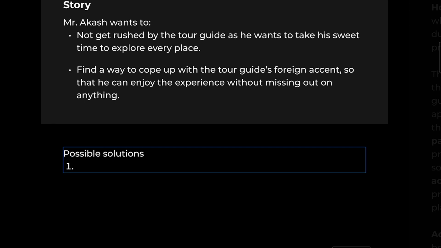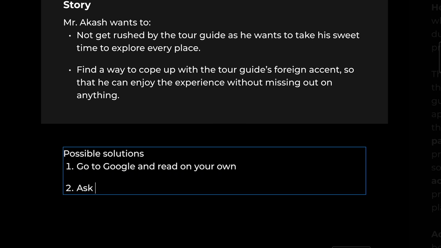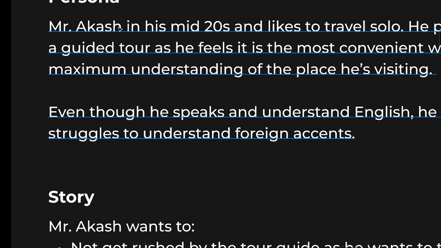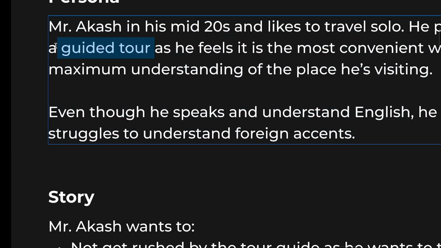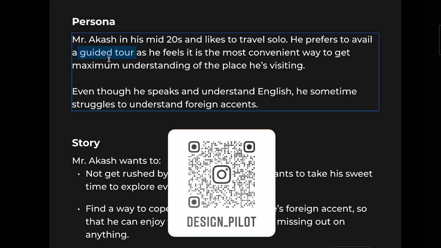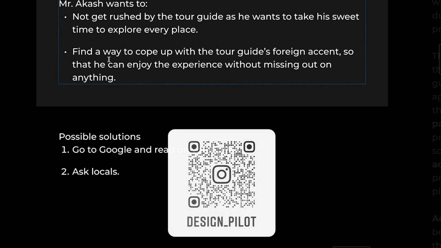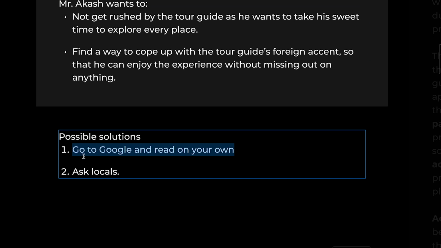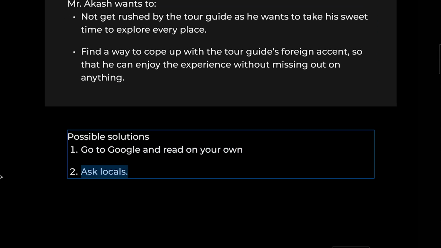Number one is go to Google and read on your own. Okay. Second one is ask tour guides. Ask locals, not tour guides. Right. Now, the thing here is that even though these are possible solutions, the person here, Mr. Akash, wants to take a guided tour. That's what he wants to do, right? He wants somebody to guide, right? Which means Google is not going to offer this and the local is also not going to offer this.